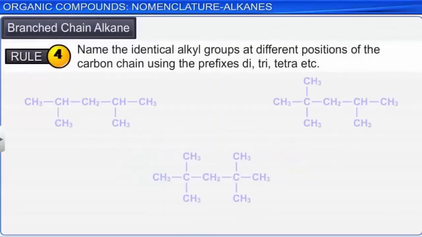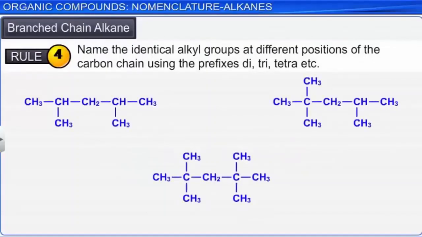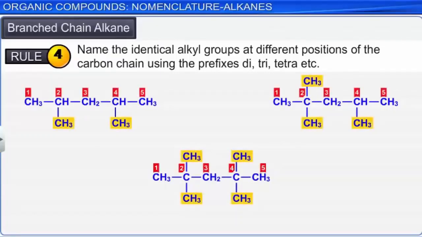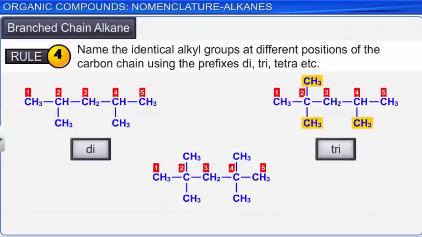Rule 4. Name the identical alkyl groups at different positions of the carbon chain using the prefixes di, tri, tetra, etc. If more than one identical alkyl group is present on the parent carbon chain, at different positions, prefixes such as di for 2 identical alkyl groups, tri for 3 identical alkyl groups, tetra for 4 identical alkyl groups, etc., are used with the alkyl group.